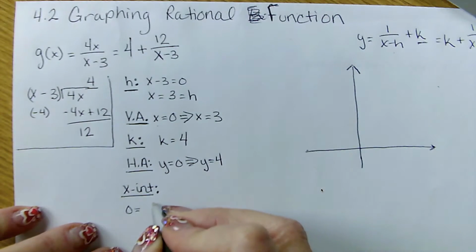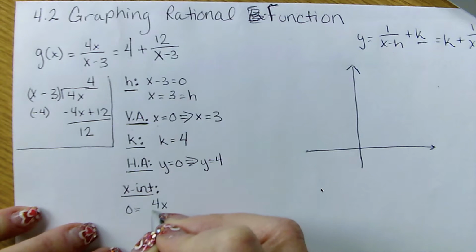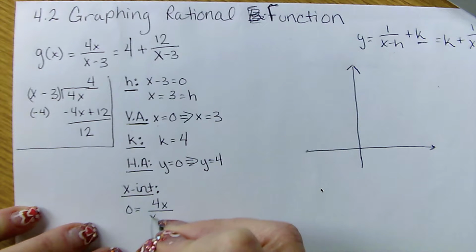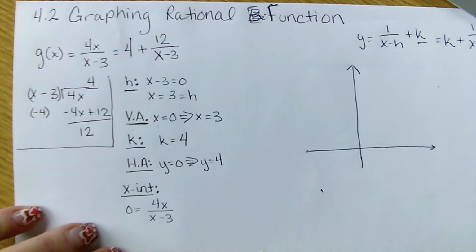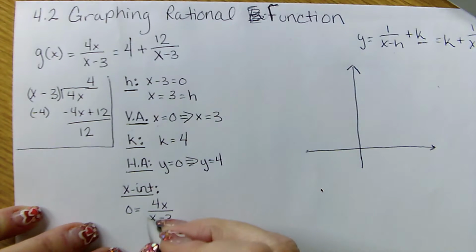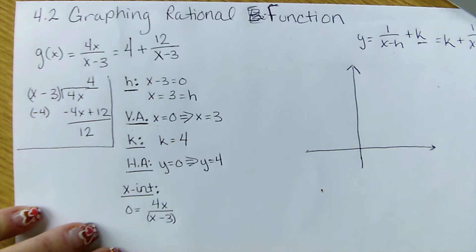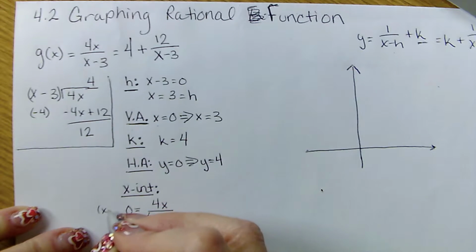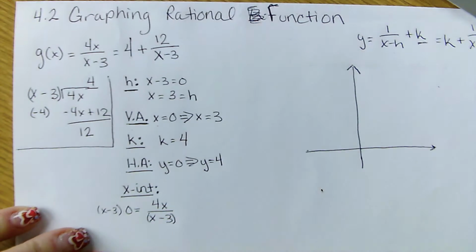So 0 equals, and I'm going to go back to the original function, not the divided function. It's just easier that way. Okay, so I need to solve this for x, correct? Well, first thing I would do is multiply by the denominator, right? Well, 0 times the denominator is going to give me what? 0. Is that going to happen every single time, no matter what my denominator is, isn't it?